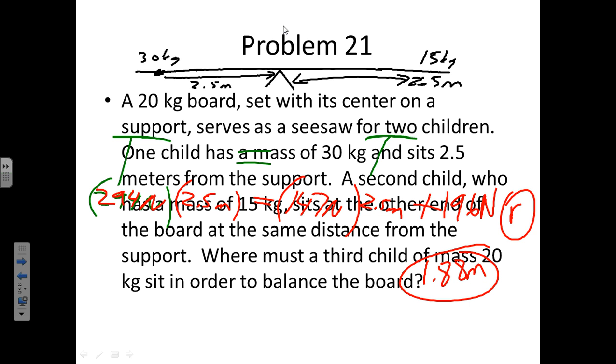I want to check my math there, though. I'm afraid I messed up on the calculator. So let's go 294 times 2.5 minus 147 times 2.5 divided by 196. And yeah, 1.88 is the distance. Make sense? Torque, for it not to spin, torque has to equal torque. Clockwise torque has to equal counterclockwise torque.